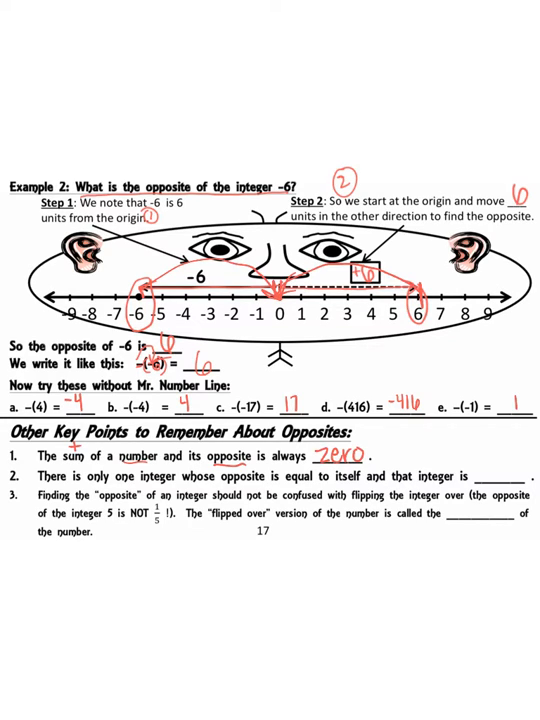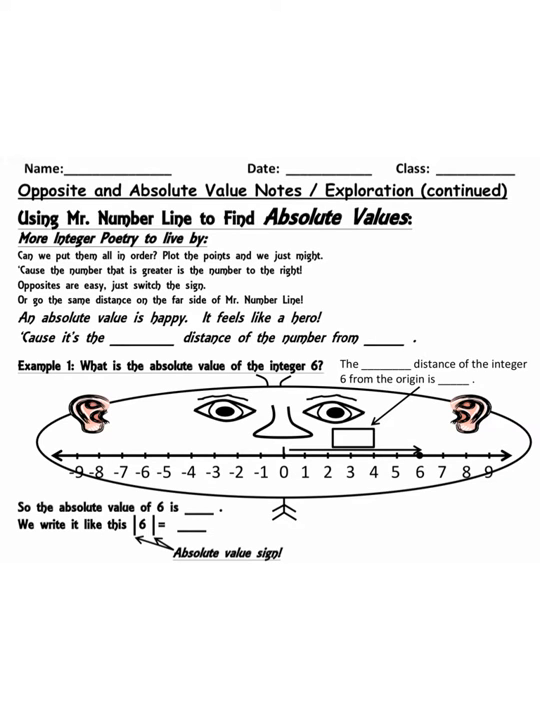Another point to ponder is there is only one integer whose opposite is equal to itself, and that integer is 0. 0 is neither positive nor negative, therefore it doesn't necessarily have an opposite. Finding the opposite of an integer should not be confused with flipping the integer over. For example, the opposite of 5 is not 1/5. This flipped over version of every number is called the reciprocal. Remember, we use reciprocal when dividing fractions. We do not use the reciprocal anytime we're working with integers.